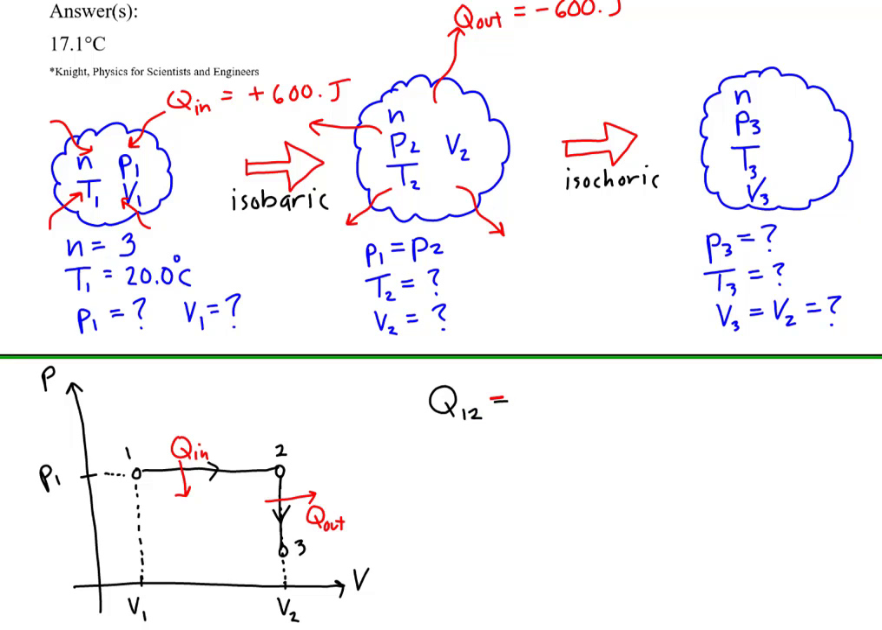We know that the heat added during the isobaric expansion from state 1 to 2 is given by the molar specific heat equation, which is the number of moles N times the gas's specific heat at constant pressure times the change of temperature of the gas during this process. The molar specific heat for oxygen at constant pressure is 29.2 joules per mole Kelvin.